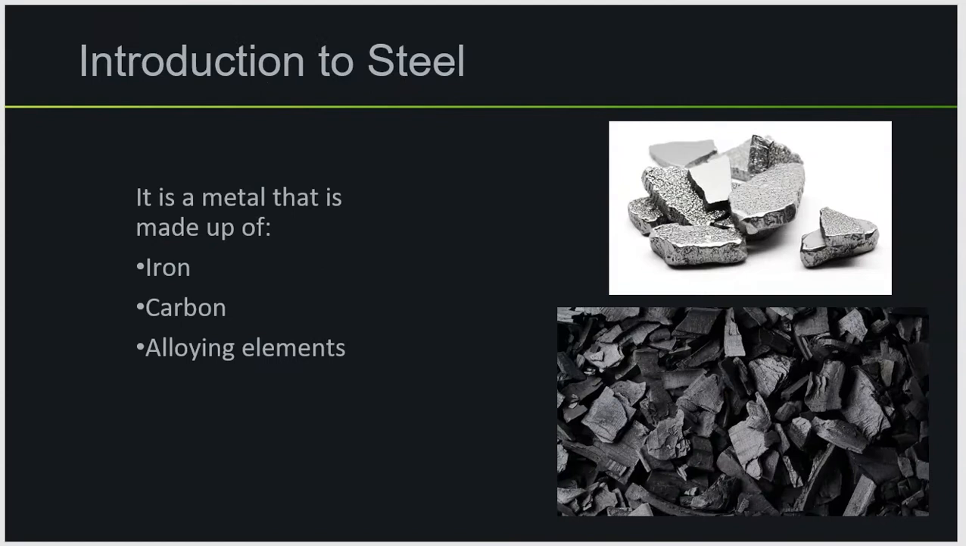Now if we think back to the video about metallurgy, let's recall that steel is an alloy of iron and carbon. So iron and carbon mix to create steel. There are also additional alloying elements that are added to steel, whether it's on purpose to change some of the physical and mechanical properties, or if it's just residual as a part of the steel making process.